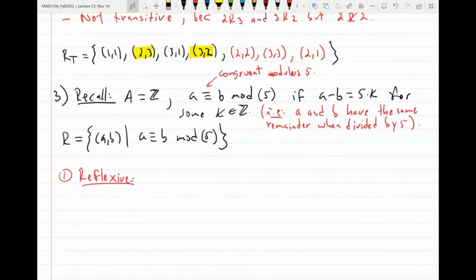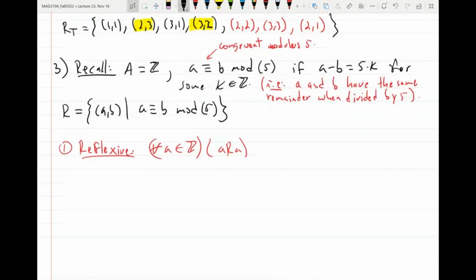Why is it reflexive? So I'm going to write the property here. For all A, so for every integer, you need to argue that A is related to itself. Remember, this means that they have the same remainder when divided by 5. And it better be, right? I mean, the remainder of A divided by 5 will be the same as the remainder of A divided by 5. Yes? Now, let's do it formally.